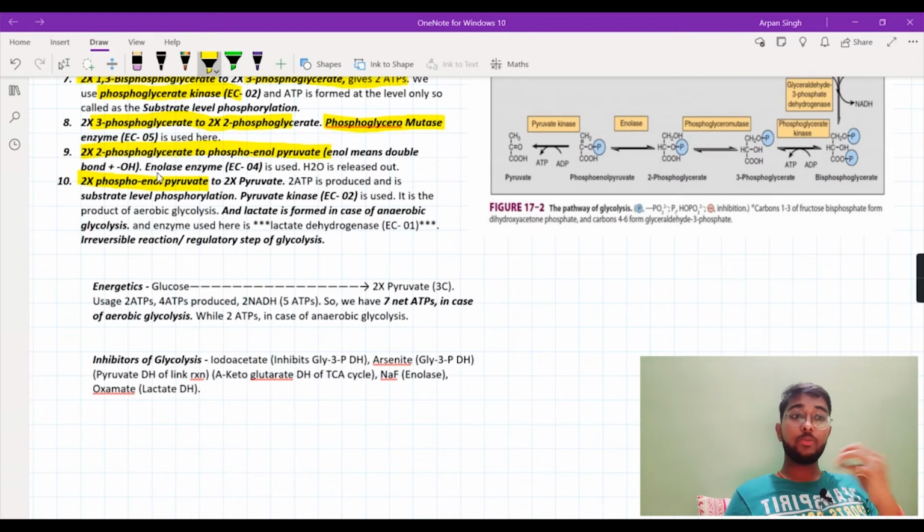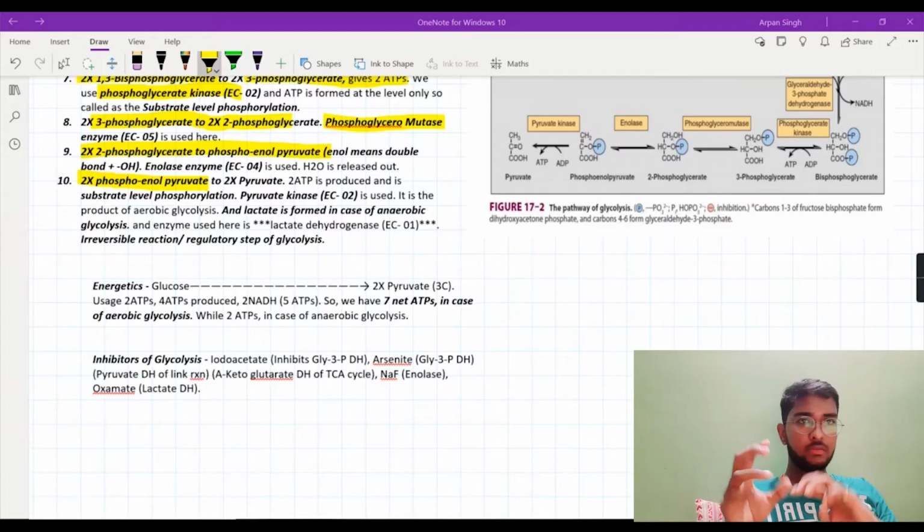This is the aerobic glycolysis, and in case of anaerobic glycolysis, that is when oxygen is not present, lactate is formed. Lactate formation occurs, and here the enzyme lactate dehydrogenase acts upon this, and this reaction is also one of the regulatory steps of glycolysis. So in anaerobic glycolysis lactate is formed, and in aerobic glycolysis pyruvate is formed.